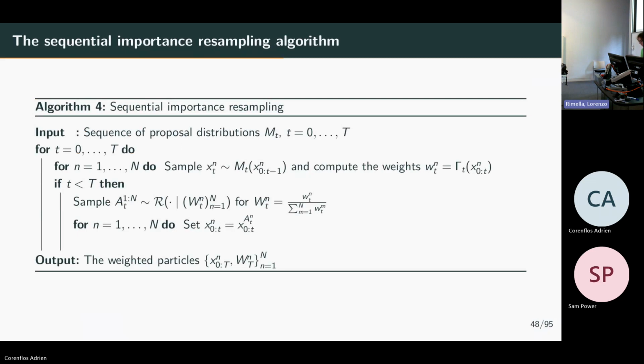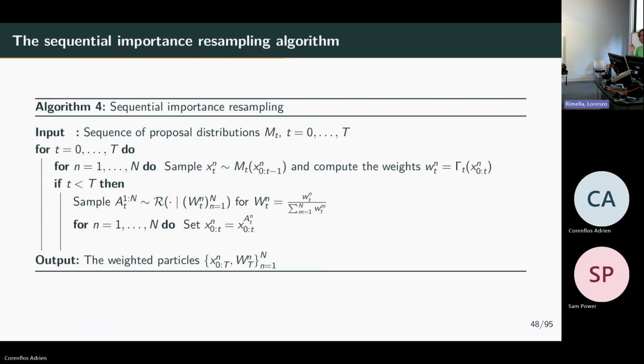Cool. So now we can replace the sequential importance sampling algorithm we had by a sequential importance resampling algorithm. Whereby instead of carrying over the weights, we look at them, we use them to select ancestors, and we keep on going. That's what this is doing. So sample as we did, compute the weights, and then resample as you go.